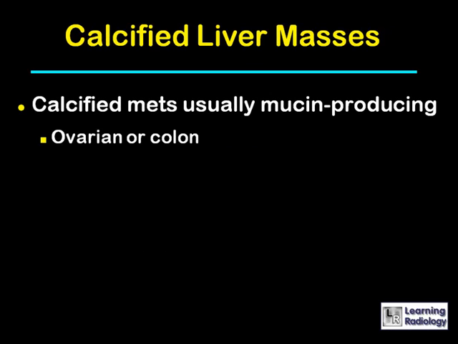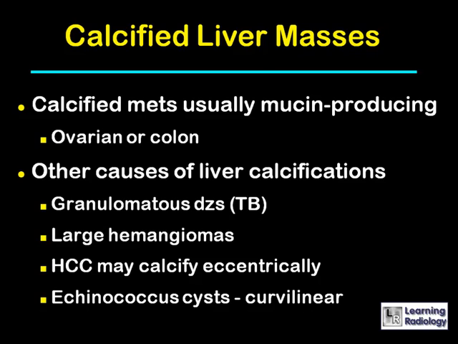Calcified liver metastases usually occur from mucin-producing tumors of the GI tract, colon, or stomach, or the GU tract, ovary. Other causes of liver calcifications include granulomatous diseases such as TB. The calcifications would be much smaller than in this case. Large hemangiomas can occasionally calcify. Hepatocellular carcinoma can calcify, and when it does so, should calcify eccentrically. And echinococcal cysts can sometimes calcify in a curvilinear fashion.